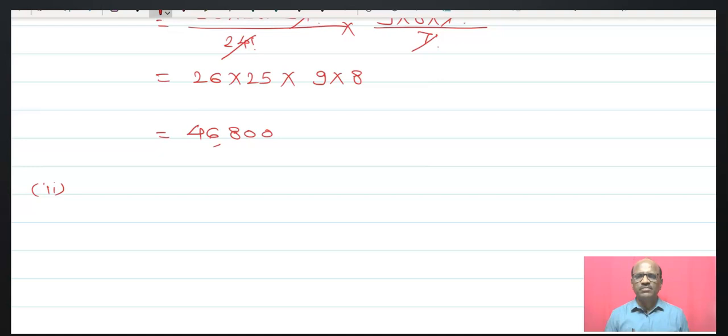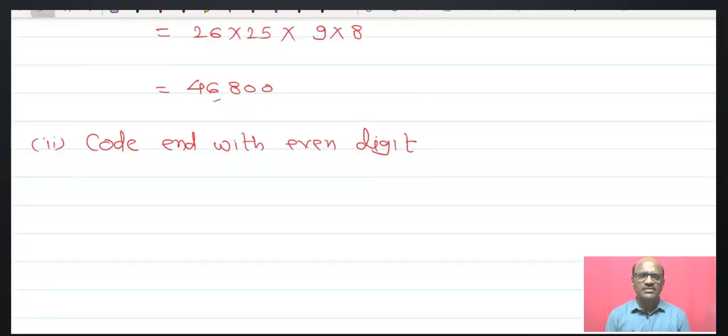Now this can be found. Now we require the even digit at the end. Now the code ends with an even digit.